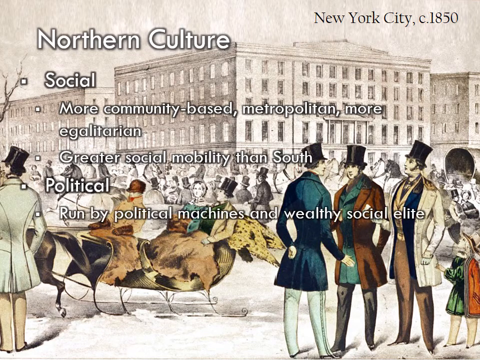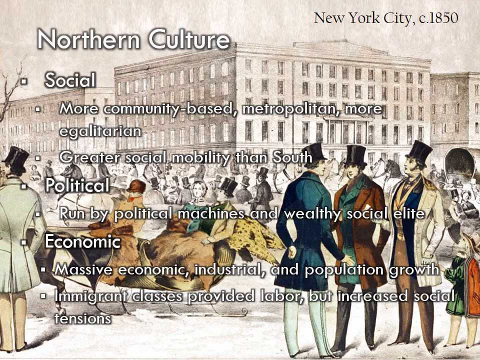Politically, we're going to see that this area is run by political machines and by the wealthy social elite. As far as political machines, the most notorious of all of them was Tammany Hall, located in New York City. That was the kind of political machine of the Democratic Party during this period of time. And as far as the wealthy social elite, these are people that had large amounts of money for many, many, many generations. We're talking everybody from the Adamses to other signers of the Declaration of Independence, wealthy businessmen, and so on.